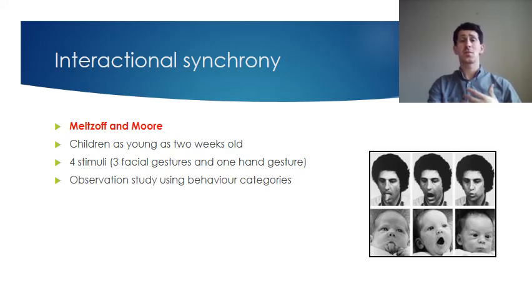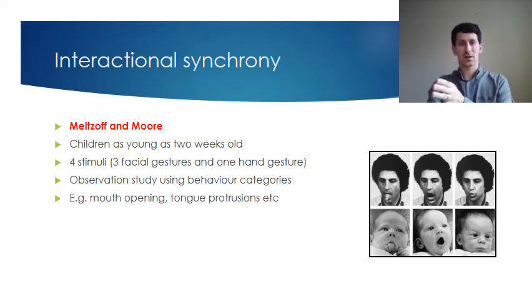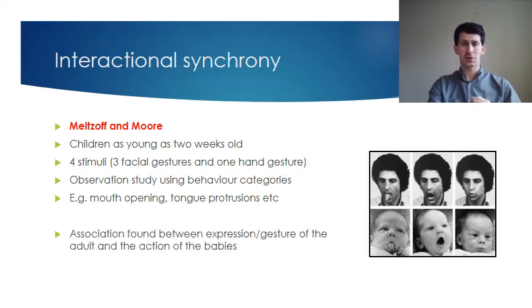And what they did was they observed the child's responses to these actions. So there are a lot of different behavioural categories, such as tongue protrusion, mouth opening, etc. And then they'd observe and tick off every time the child copied one of these actions. They found that there was an association between the expression of the adult and the action of the baby. Okay, so the babies were copying the actions of the adult, which shows that this is something children are doing straight away in order to help us try and form an attachment with that child.